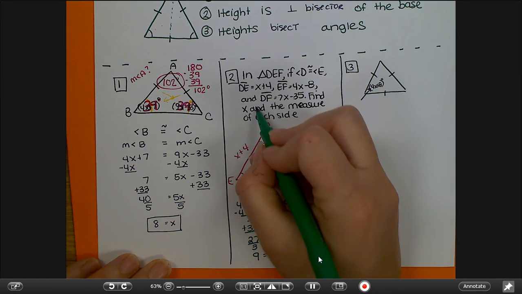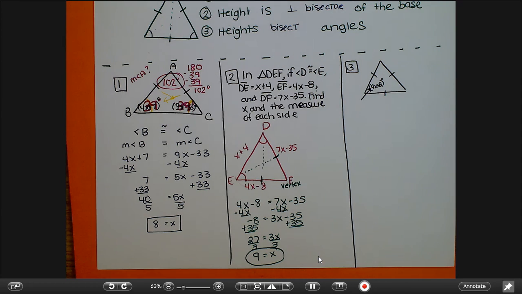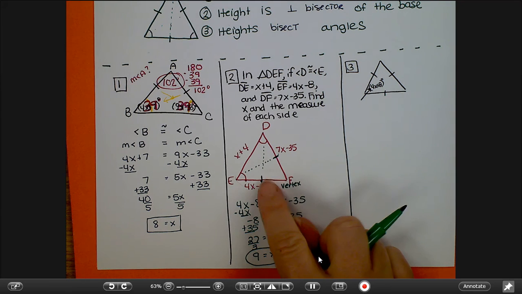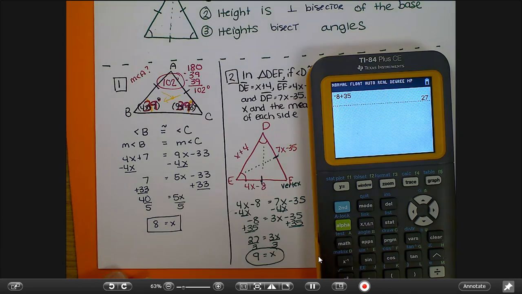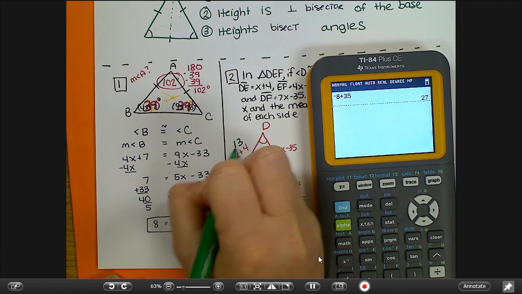All right, it asked us to find x, so that's part of our answer, but it also wants us to find the measure of each side. In order to do that, you're going to substitute 9 for x. So here we have 9 plus 4. This side is 13.